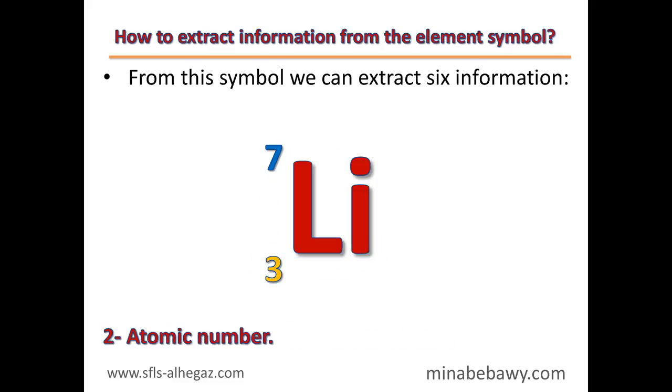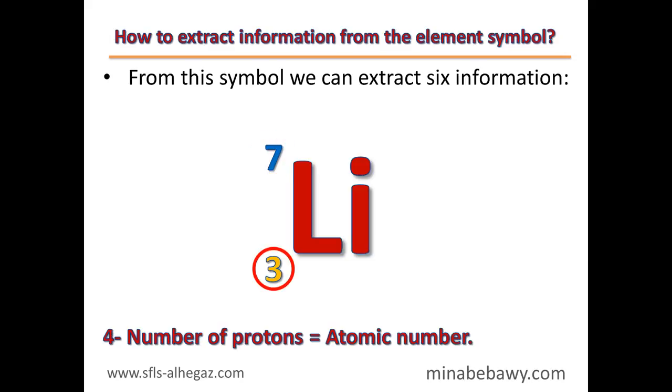The second information is that the number written at the lower left corner is the atomic number. The number written at the upper left corner is the mass number. The fourth information is that the number of protons is equal to the atomic number. The fifth one is that the number of electrons is also equal to the atomic number. To get the number of neutrons, we find the difference between the mass number and atomic number. This is the sixth and last information.